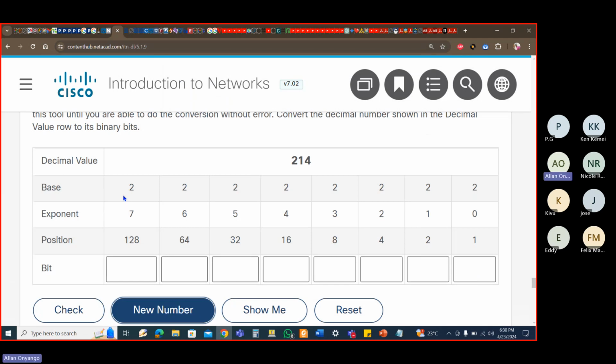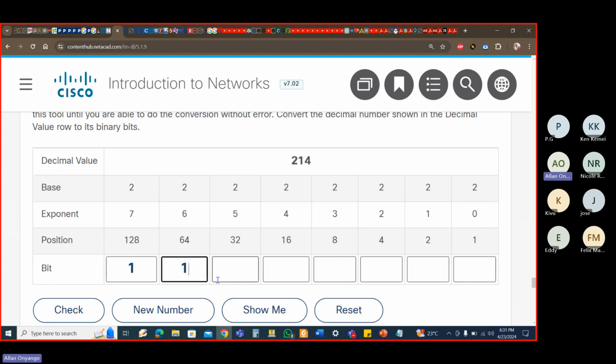Look at that. 214. The first thing we do is subtract 128, and put 1 under 128. Give me the answer: 214 minus 128. You get 86, isn't it? And looking at 86, what is 86 minus 64? 22. So put 1 under 64.